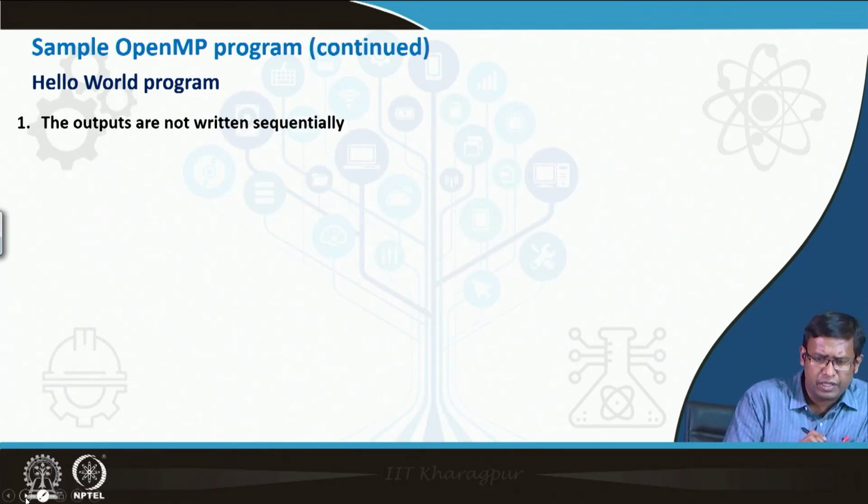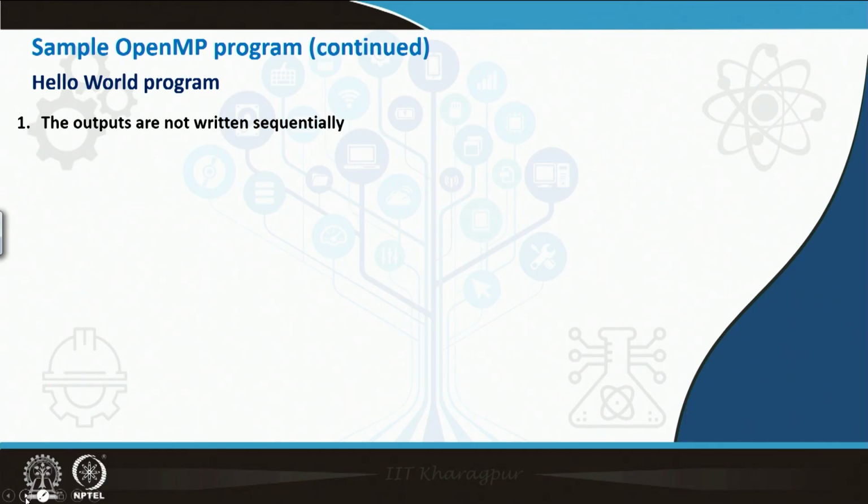So, we continue with the hello world program. As I said, outputs are not written sequentially. It is not one by one. In some random order the threads have written their output, and each thread is executed on a different processor if we use a multiprocessor system.